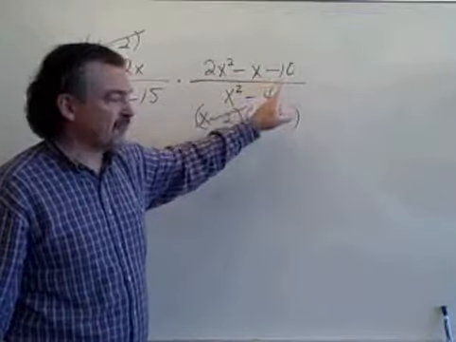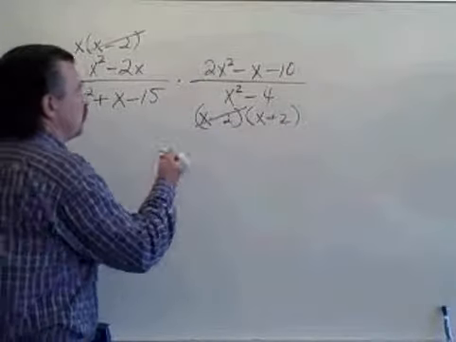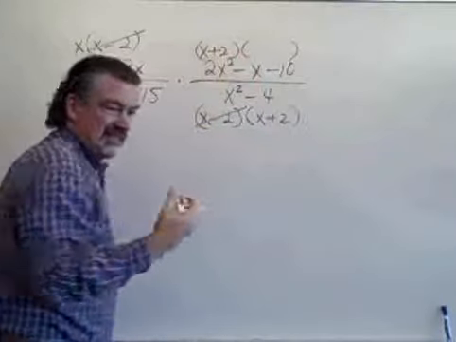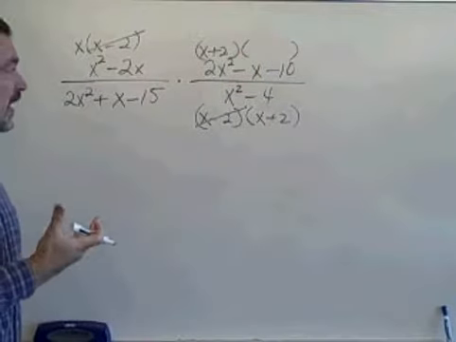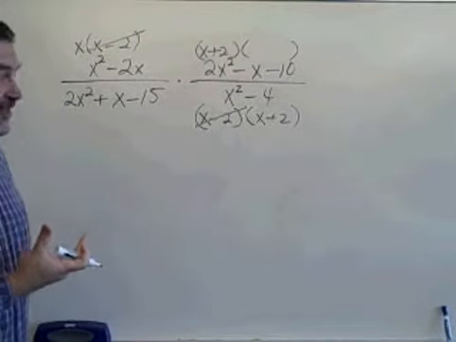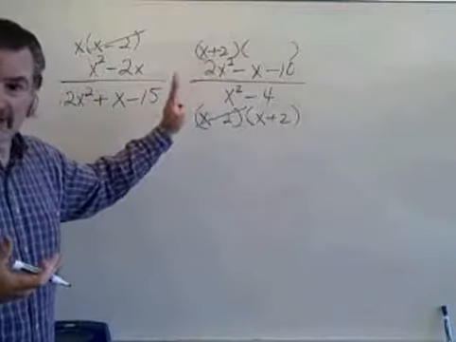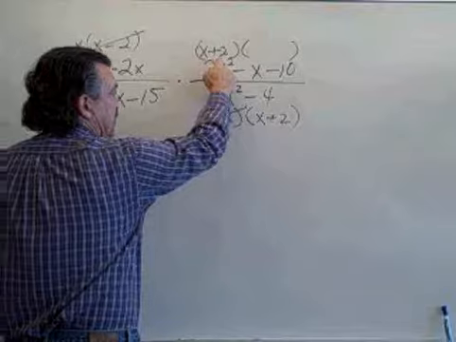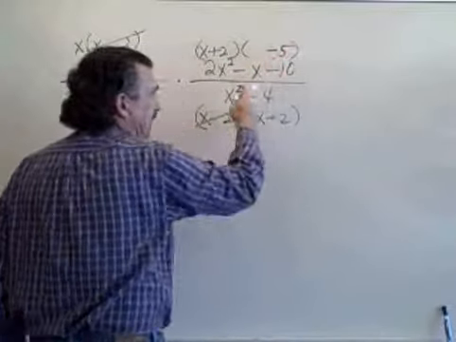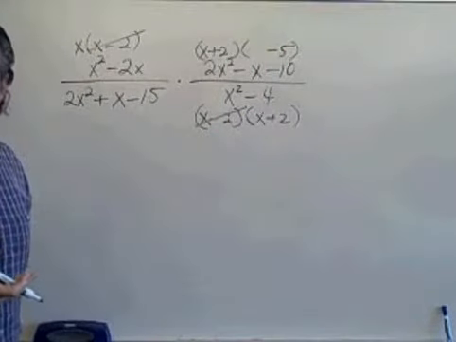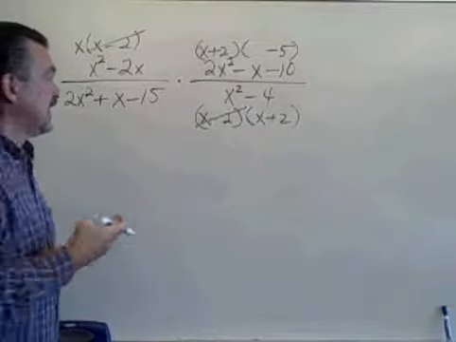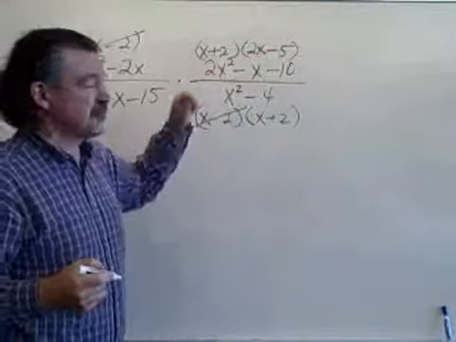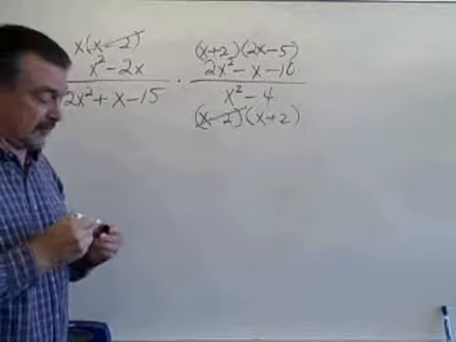2 times 5 would make the 10. So let's see if we can construct a binomial that if we multiply it times x plus 2, the product under FOIL would give us that trinomial. Well, if this is plus 2, it would need to be minus 5 to give me minus 10 under the L of FOIL, wouldn't it? And x would have to be multiplied times 2x to give me 2x squared under the F of FOIL.